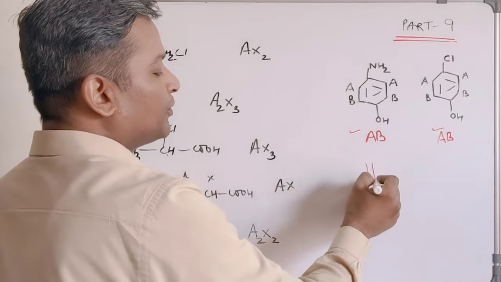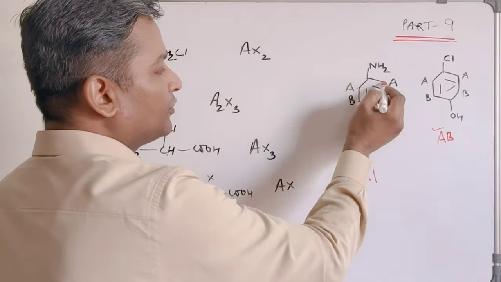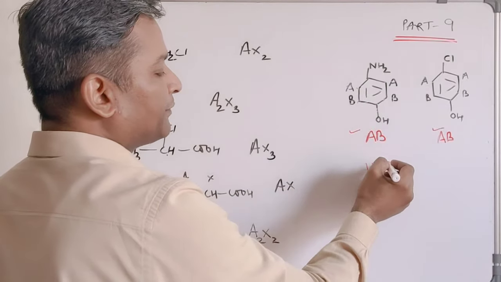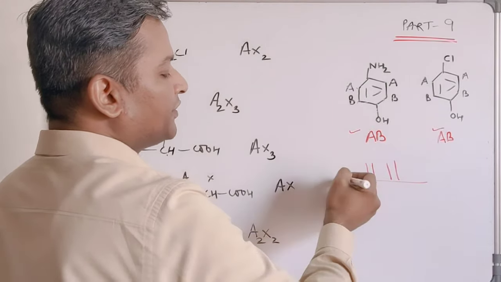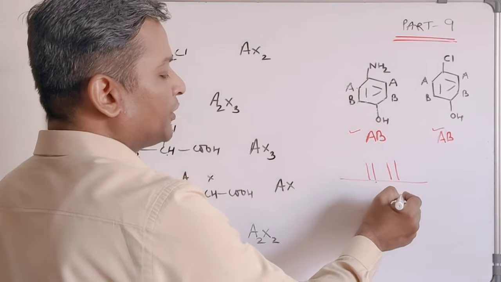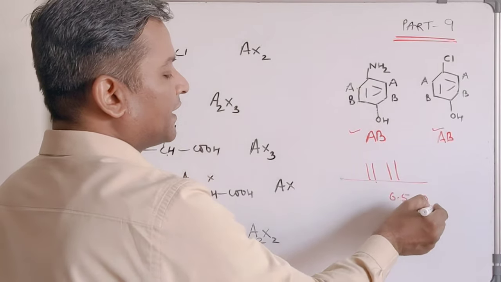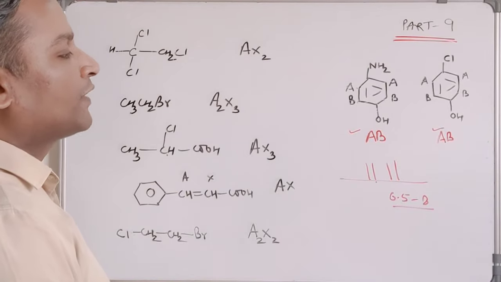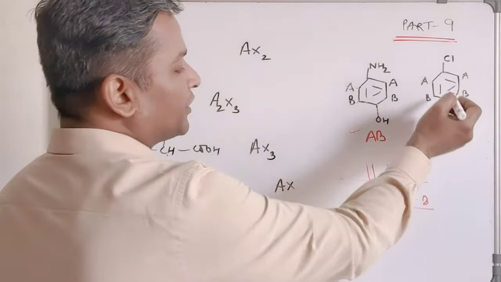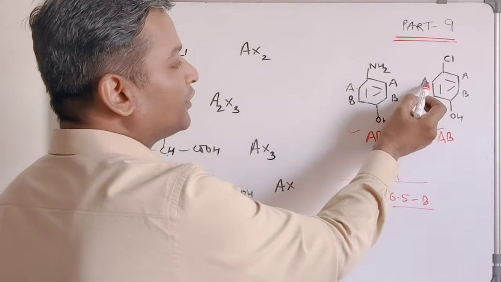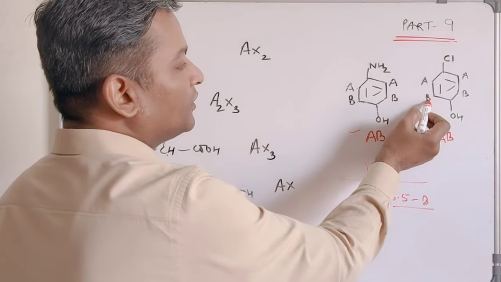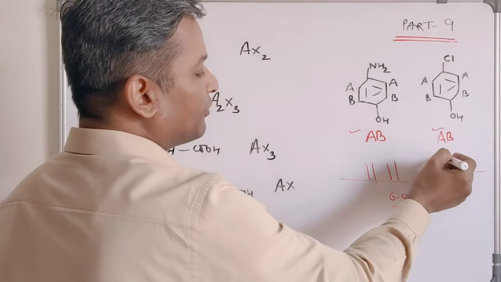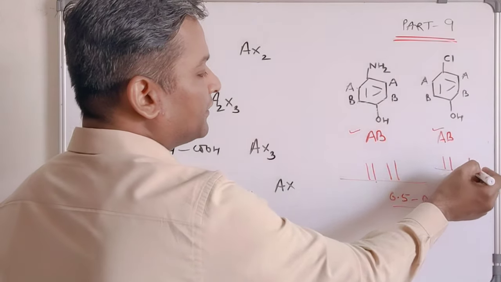So a doublet for two protons will appear at the same delta value. The doublet for two protons will appear at the same delta value in the range of the benzene ring system, around 6.5 to 8. We will observe this value around 6.5 to 8 for these protons, and around 6.5 to 8 for these protons. So a doublet for one proton means two protons. For this spectra we will observe a doublet for two protons, and a doublet for two protons.